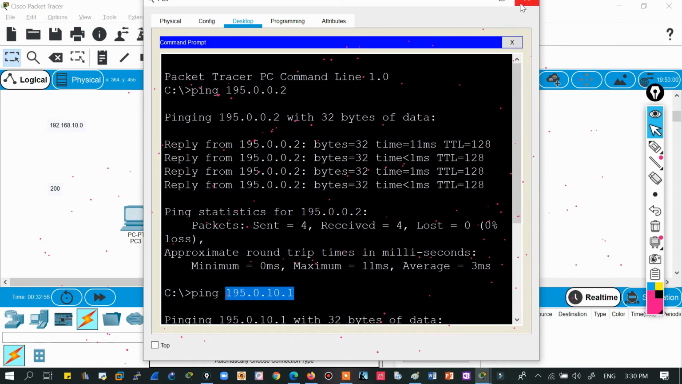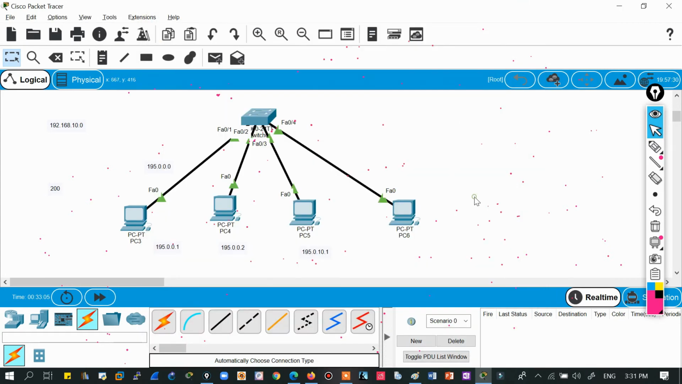We need to remember that this is a different network. It has a different number of IP addresses. This is a different network. It has a different number of IP addresses. So how is the PC identifying that? By using the subnet mask, right?